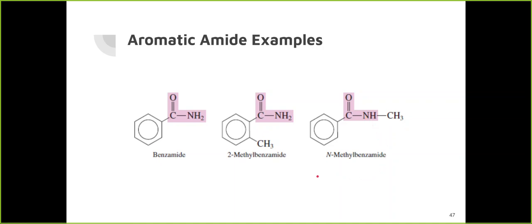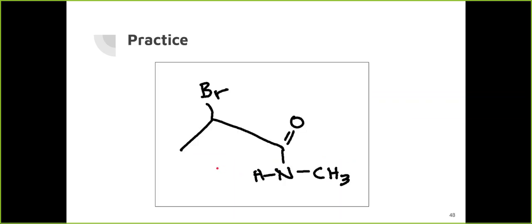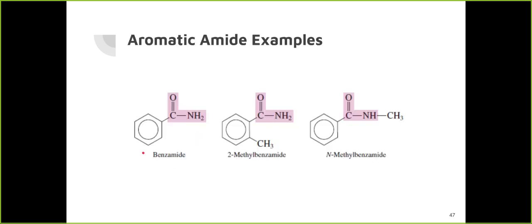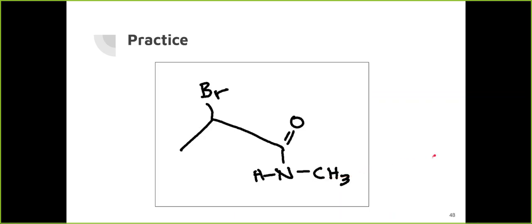Any questions there at all? The only time we use N is when there's something coming off the nitrogen. Yeah, when you have R chains off that nitrogen, you use that N designation. Awesome. Thank you. So try to name this one. I'll give you a few minutes.